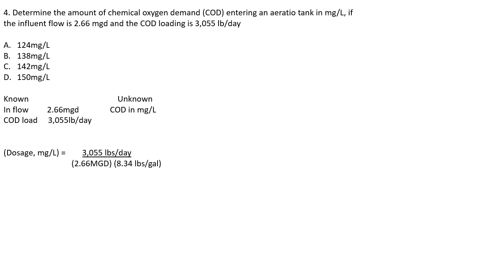So do the multiplication on the bottom first. We do that, you get 22.19. So now we can divide 3,055 pounds by 22.19. And the answer is 137.67, or our closest answer is B, 138 milligrams per liter.